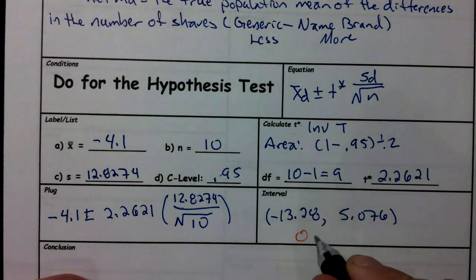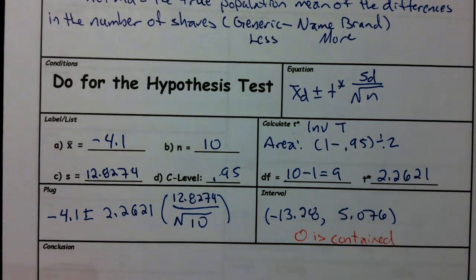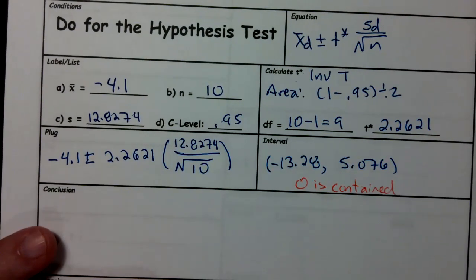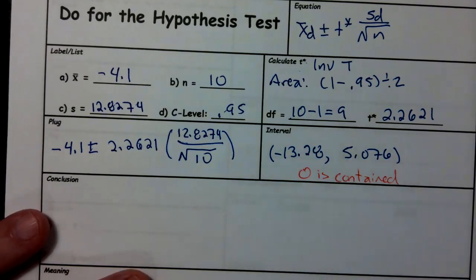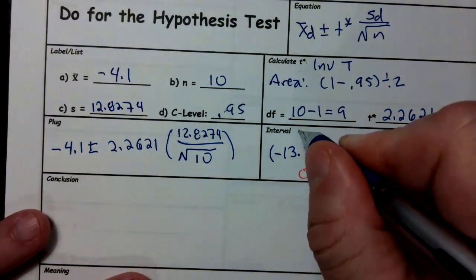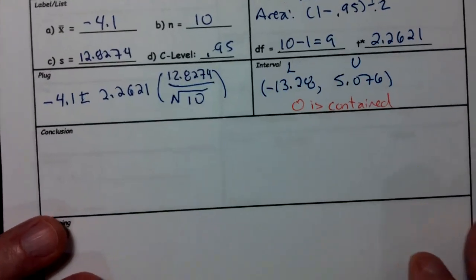You know what? I want to make a little note. 0 is contained. And because the 0 is contained, we can't say that there's a difference. All right. But 0 is contained in the interval. But that's our interval there. This is our lower bound. And here's my upper bound.